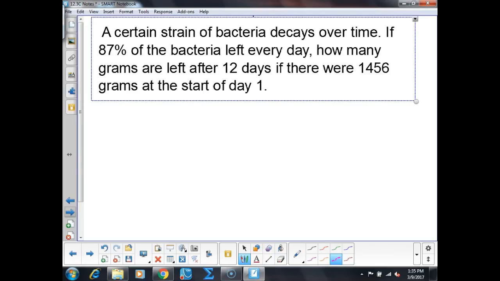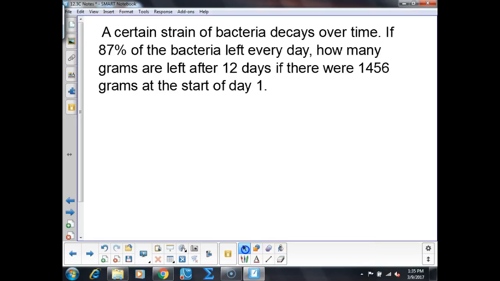A certain strain of bacteria decays over time. If 87% of the bacteria is left every day, how many grams are left after 12 days, if there were 1,456 grams at the start of day number 1?